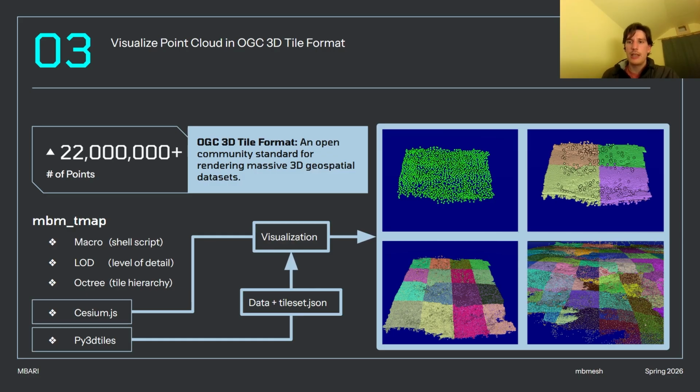Once the data is broken down into this octree, Py3D tiles also generates a JSON file which describes this actual hierarchy. Using the data in this JSON file describing the hierarchy, it will be served to the Cesium.js file to be actually viewed in the browser.